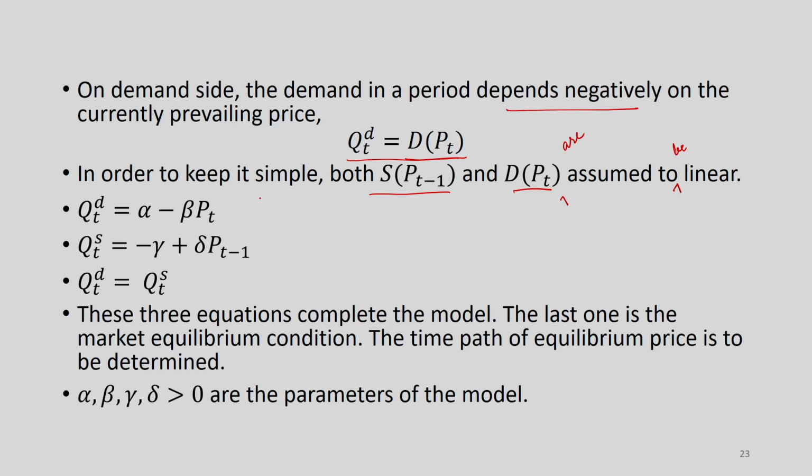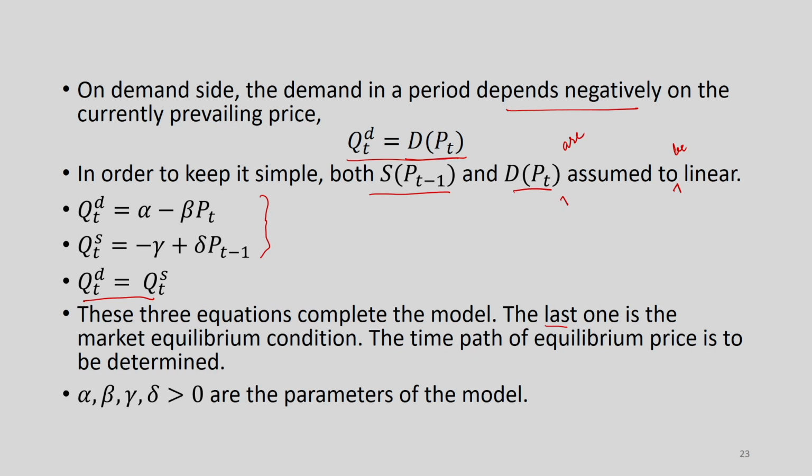So, we take this particular form: Qdt is equal to alpha minus beta Pt and Qst is equal to minus gamma plus delta Pt minus 1. So, these are the two functions, the demand function and the supply function. And thirdly, we assume that Qdt is equal to Qst. These three equations complete the model. The last one is the market equilibrium condition, that is the quantity demanded is equal to quantity supplied.